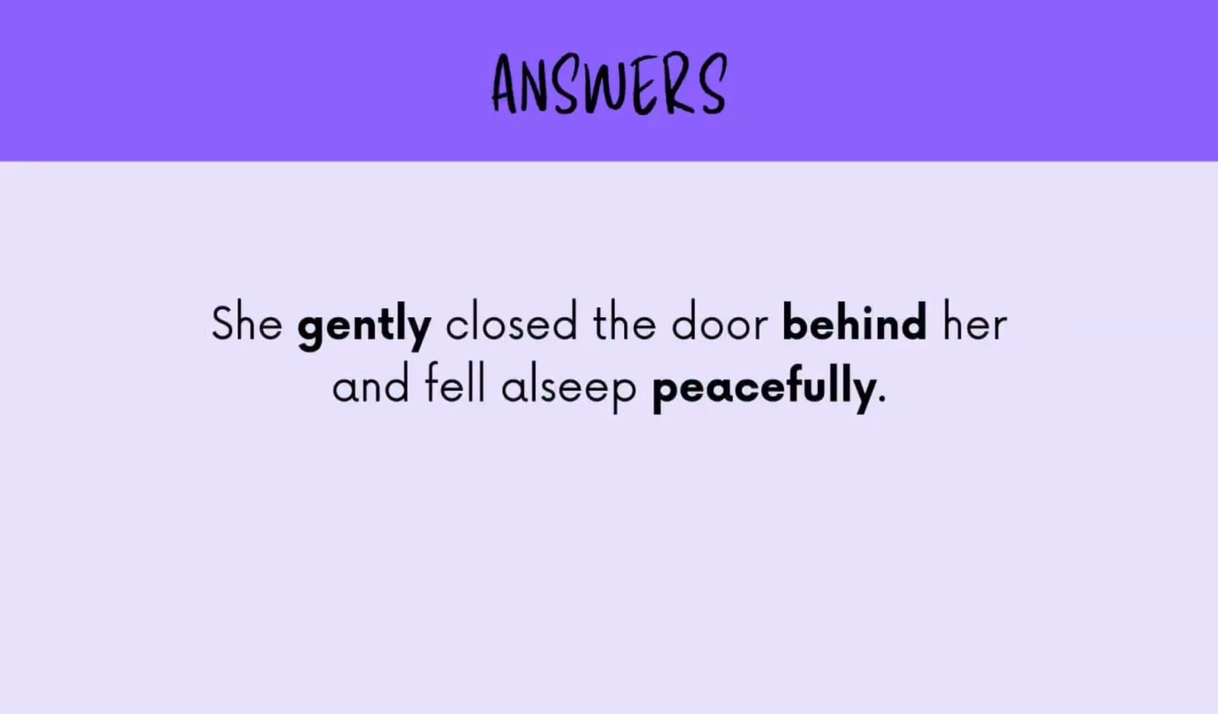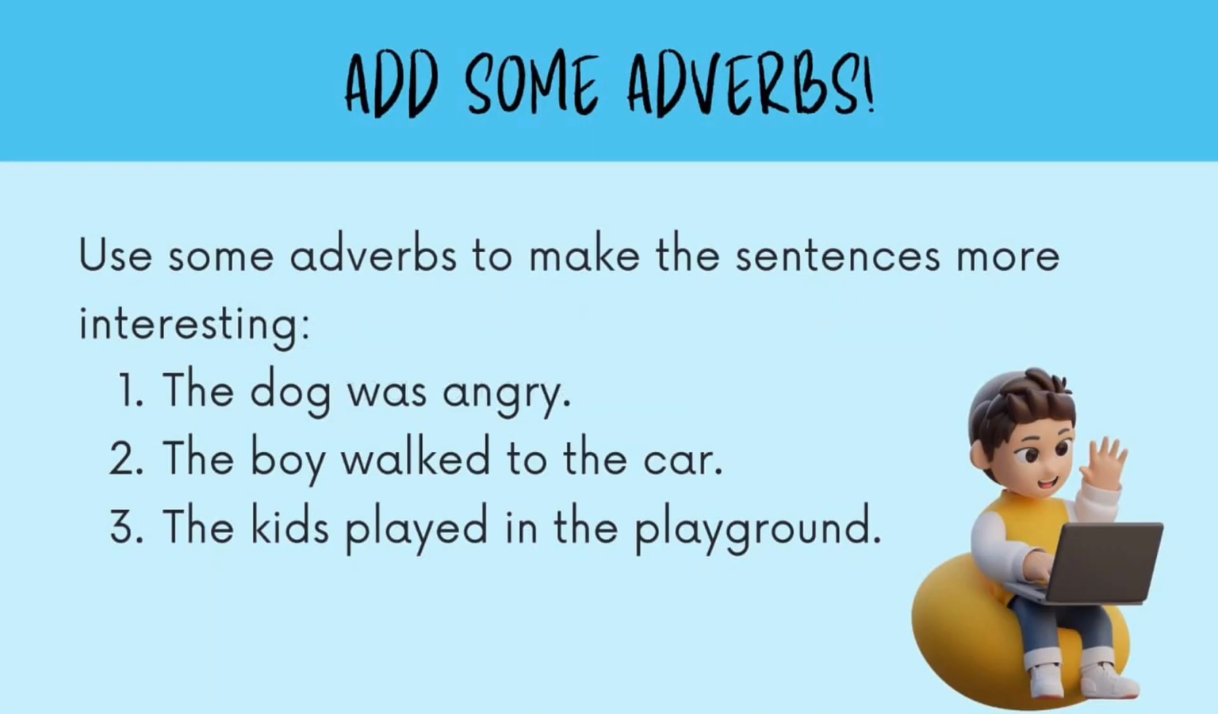Okay, so on your own, you're going to add some adverbs to these sentences. The dog was angry. There is no adverb in that sentence. So how can you measure the anger? The dog was very angry. The dog was so angry. The dog was visibly angry. The dog was obviously angry. So those are adverbs that you can supply to show the level of the anger.